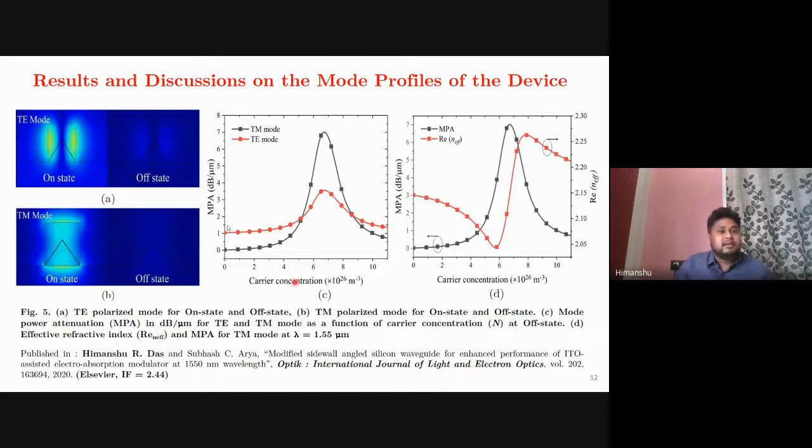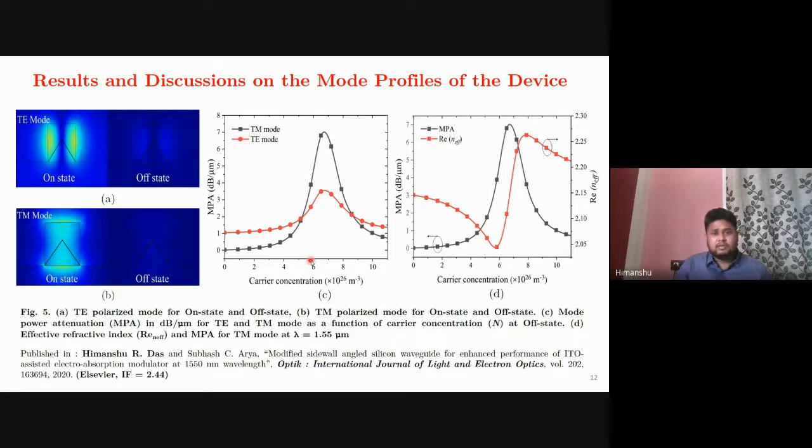Now coming to the results and discussions on the mode profile of the device. Here we can see that figure 5A shows the TE mode and figure 5B shows the TM mode. Figure 5A shows the on-state and off-state for TE mode, and figure 5B shows the on-state and off-state for TM mode. From figure 5C, we can see that with increase in carrier concentration, the MPA, that is the mode power attenuation, also known as loss for the device, changes.